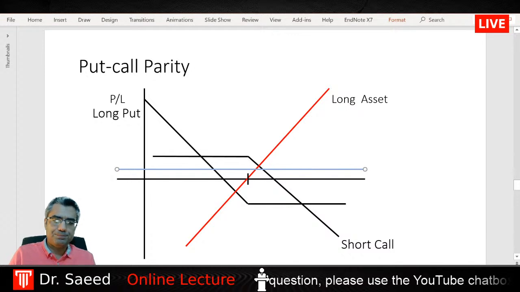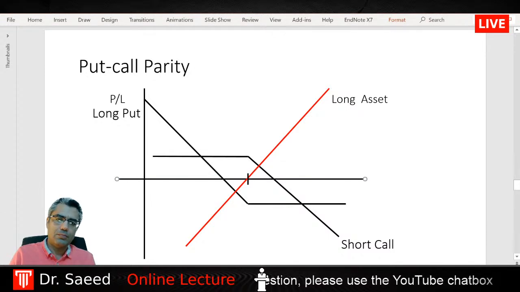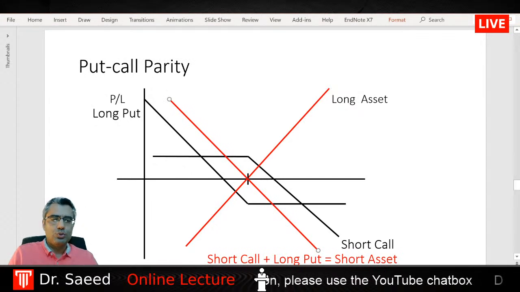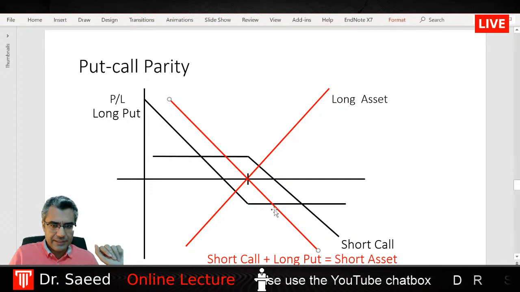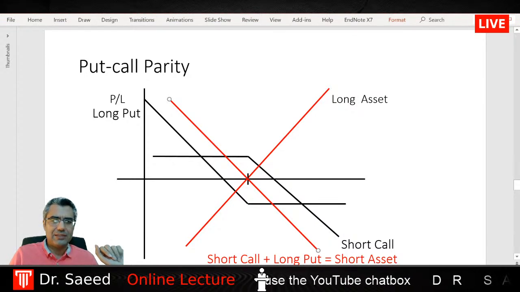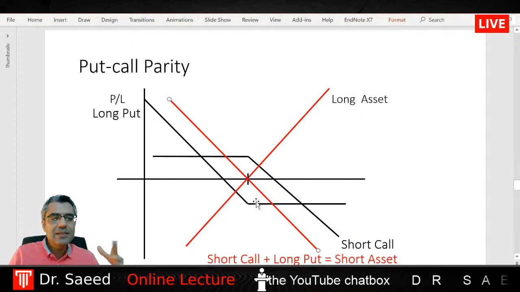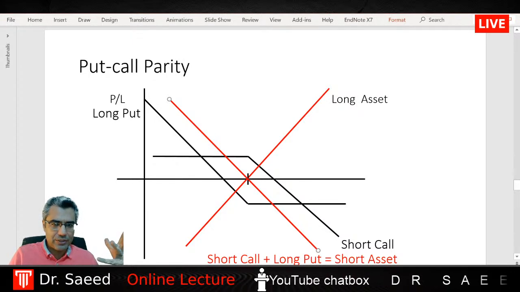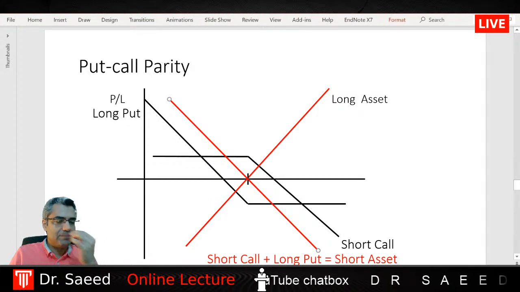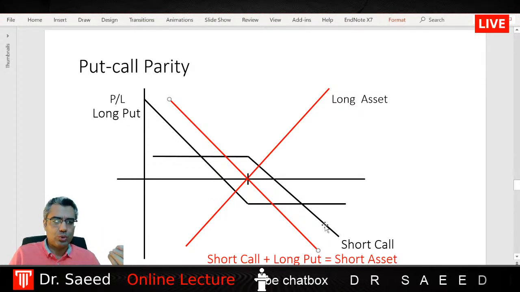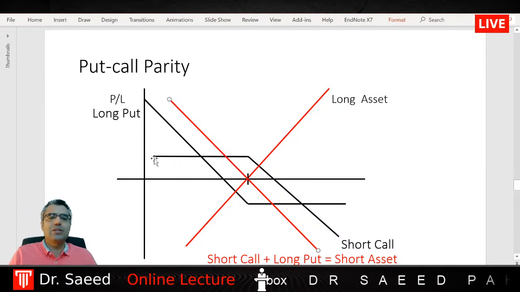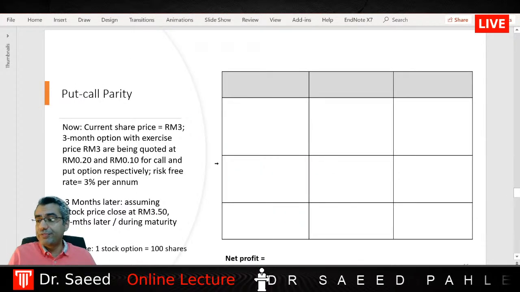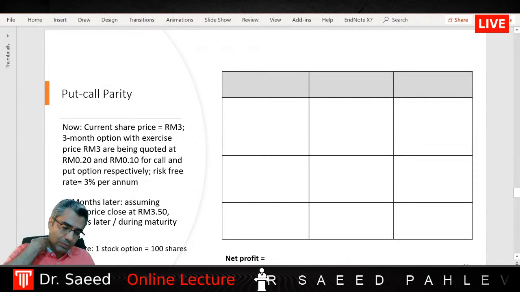Now, to prove that these will cancel out each other, this short call and long put will give you this curve, and this is exactly against long asset because this means it's like short asset, right? You're making a synthetic short asset by short call and long put at the same time, and this is exactly the opposite of long asset. This means the flat curve that I just showed you.